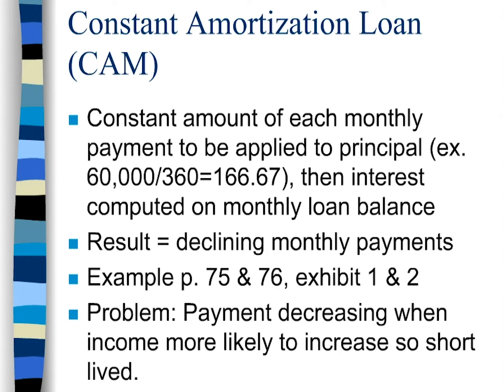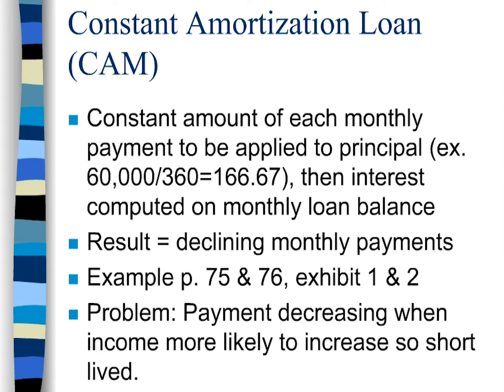Okay, so the problem here, if you look at the next page too, you'll see an illustration of paying off the balance. The problem here is we're going to start off very high. We're going to start off with a payment of $766. 30 years later, you're only paying $168. But what happens with those people is that your income generally goes up over time. So you'd rather have it in the opposite direction, in fact.